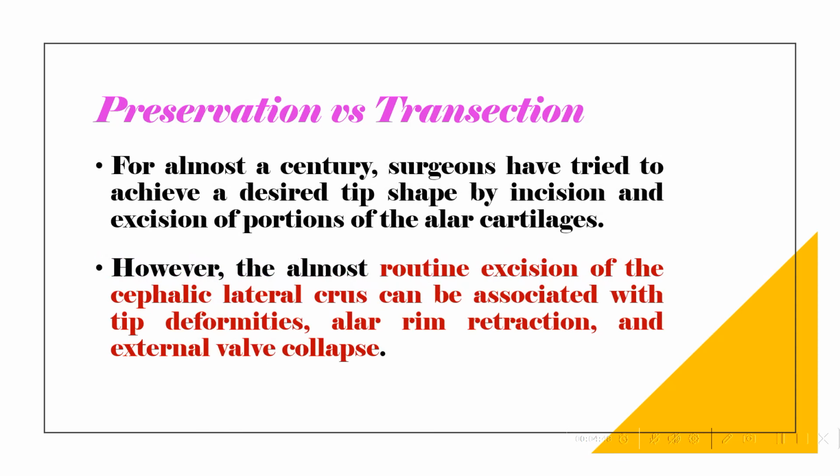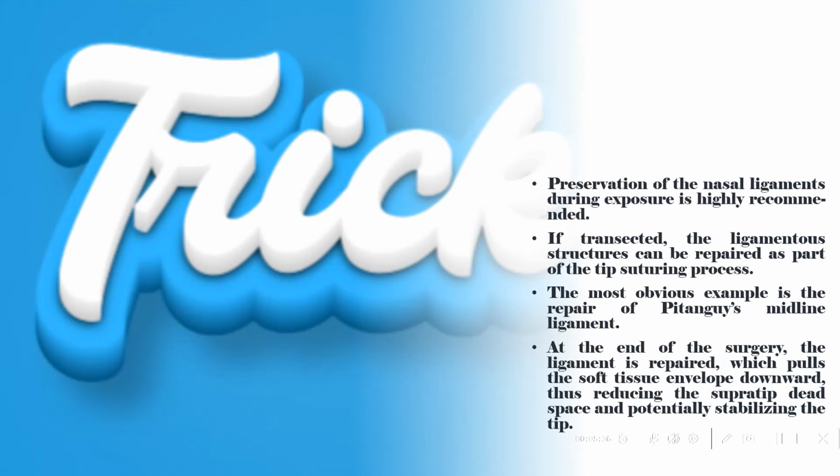For almost a century, surgeons have tried to achieve a desired tip shape by incision and excision of portions of the alar cartilages. However, the almost routine excision of the cephalic lateral crus can be associated with tip deformities, alar rim retraction, and external valve collapse. Preservation of the nasal ligaments during exposure is highly recommended. If transected, the ligamentous structures can be repaired as part of the tip suturing process.